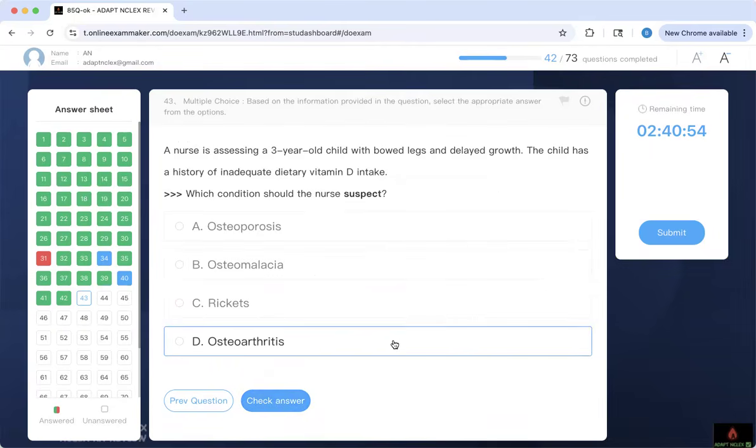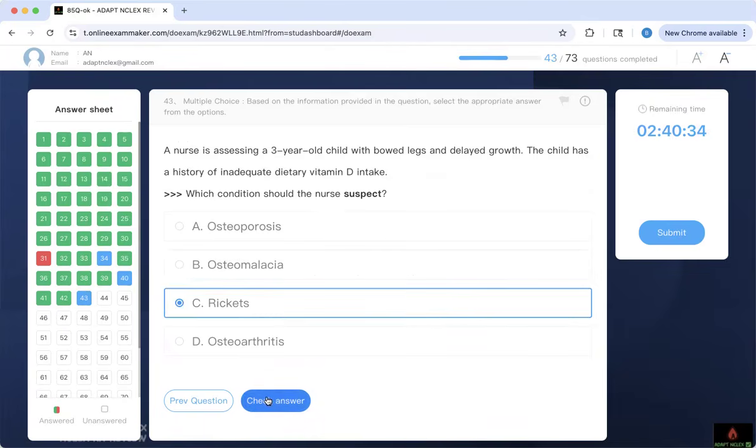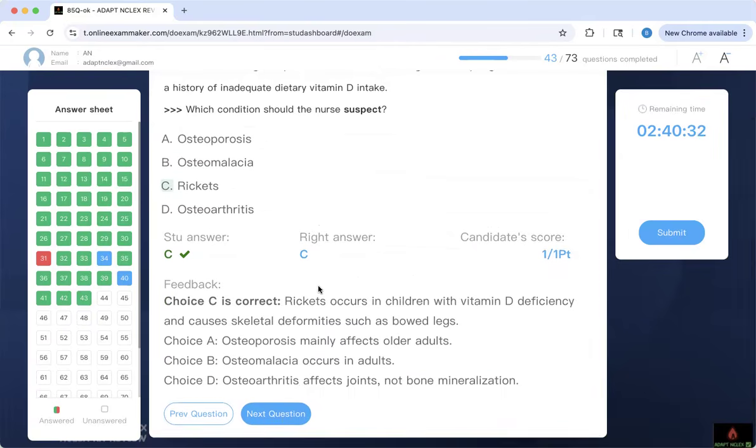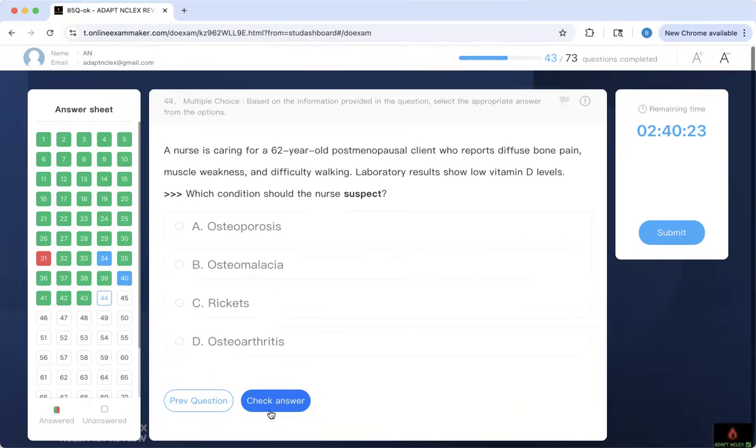Now, we're going through all of them. Now we have a kid who is bow-legged. That's the key. Kid bow-legged, growth retardation. The child has a history of inadequate vitamin D intake. This is the one you see. It's the same thing as osteomalacia, but usually you find it in a kid. Therefore, that's rickets. Know them. I want you to spend time on them. Take a picture of it and know the difference. Make a table for yourself and see if you can find the difference. I've given you the key.